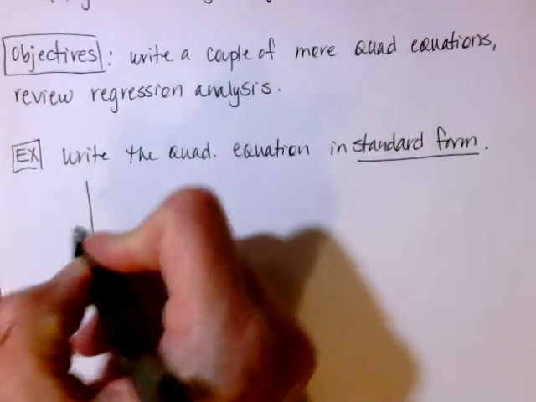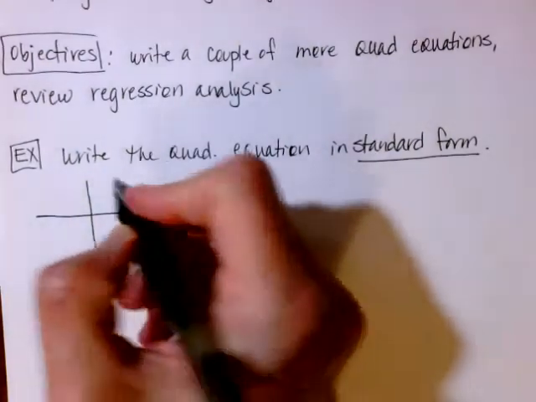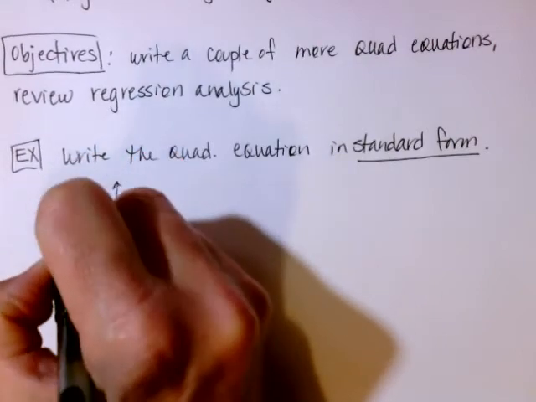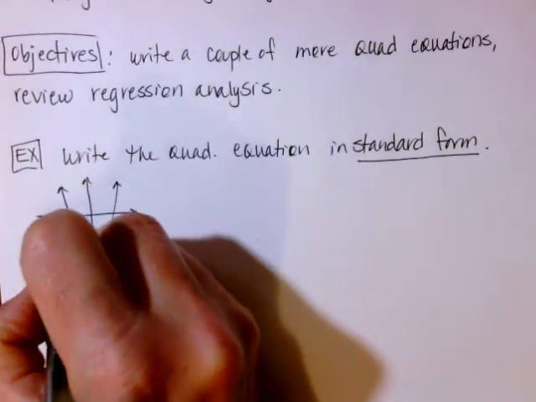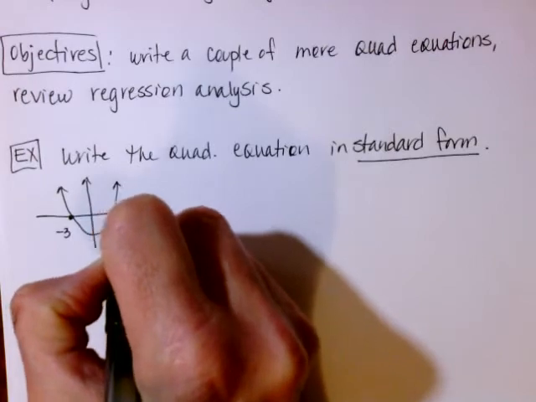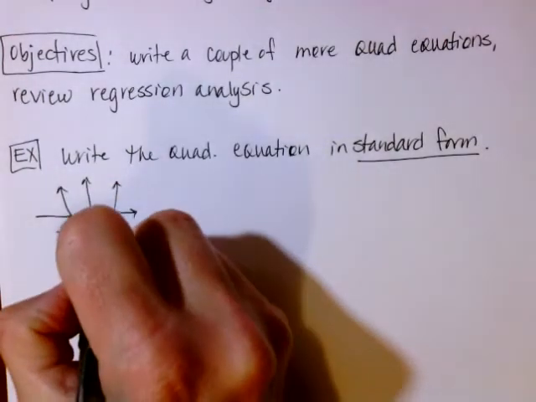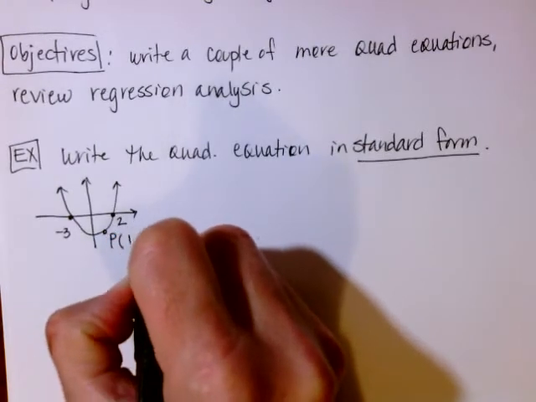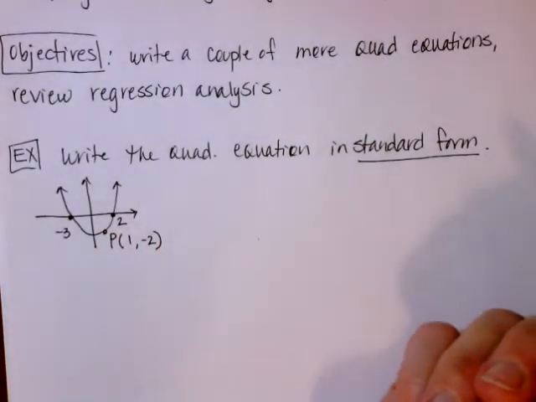You're going to be given a lovely little graph. It's going to look kind of like this. This x-intercept is going to be -3. This one is 2. And then I'm going to have a point. It's not the vertex, it's just a point. It's going to be (1, -2).